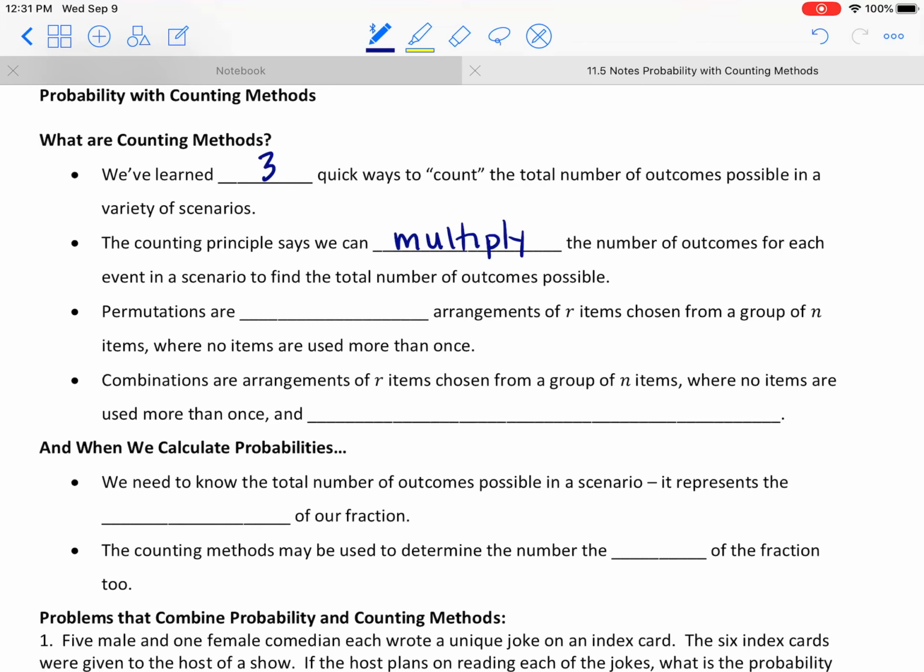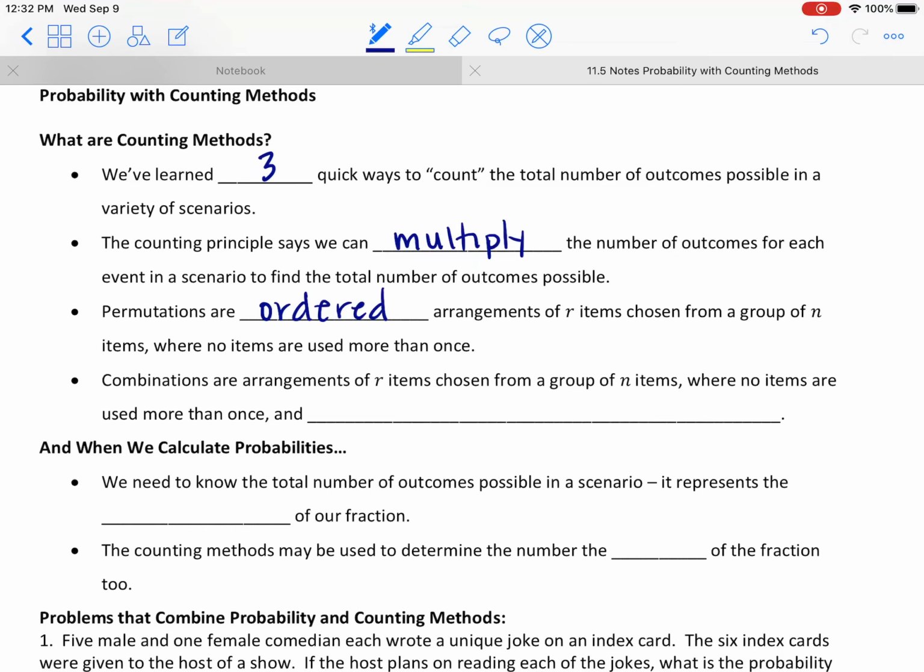And then we talked about permutations. Permutations, where we're still applying the counting principle, are ordered arrangements of r items chosen from a group of n items, and no items are used more than once. So we saw how we could use the counting principle with those, or just use our permutation formula or calculation in Desmos.